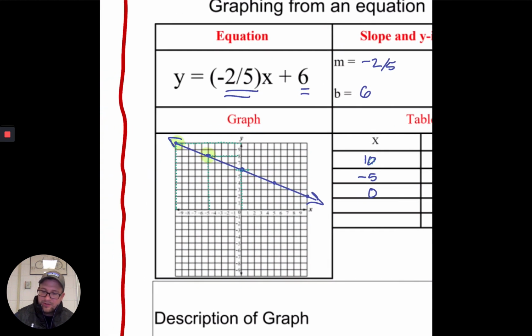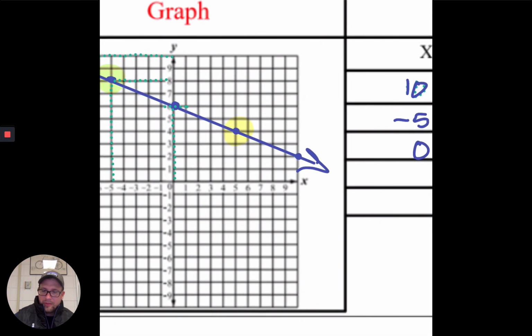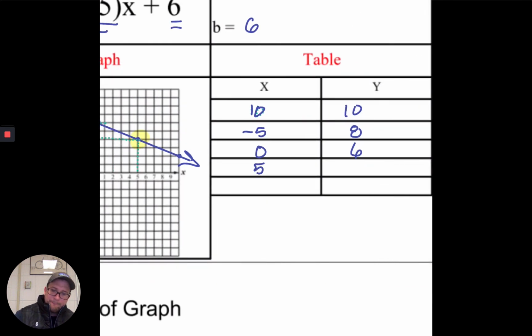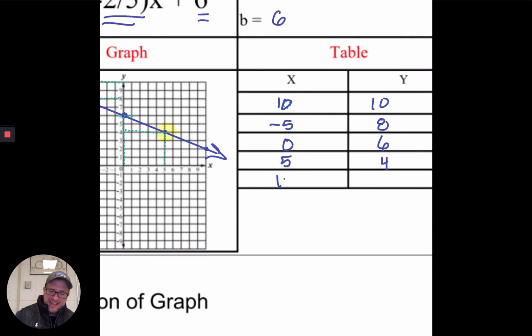Looking at my next two, for that point right there, when we trace this out, we would have our x value at 5 and our y value at 4. So 5, 4 would be our coordinate. And last but not least, for our last point, we'd end up at 10, 2.